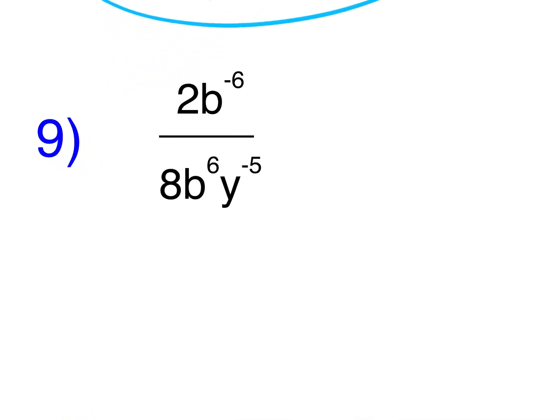All right, next one. What should we do first for number 9? Divide 2 and 8. What would we get? 1 over 4. Perfect. Notice how the big number is on the bottom, so the bigger number is going to be on the bottom when we simplify. We're just dividing the top by 2 and dividing the bottom by 2.